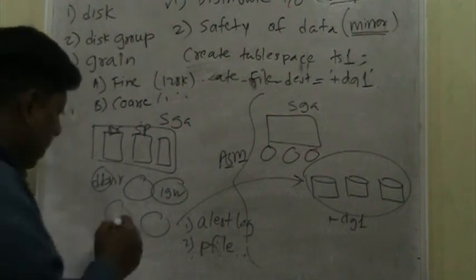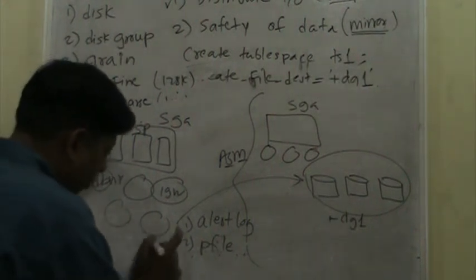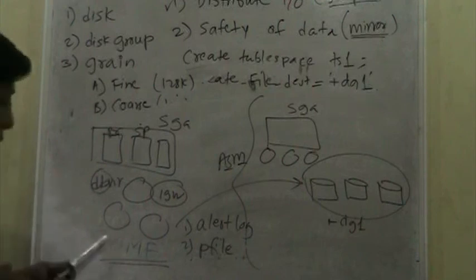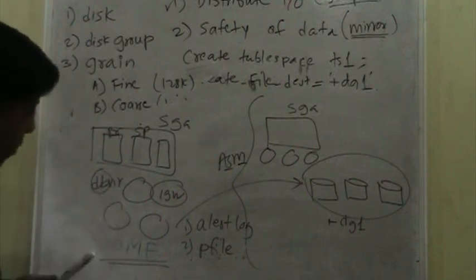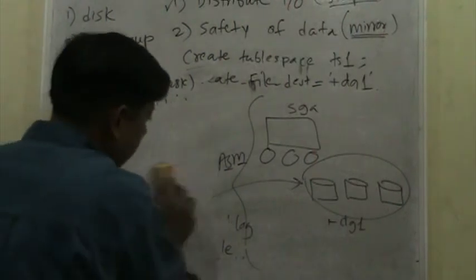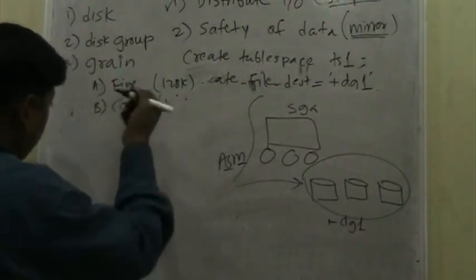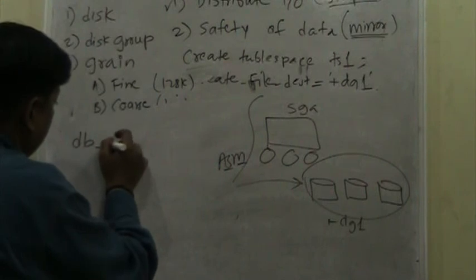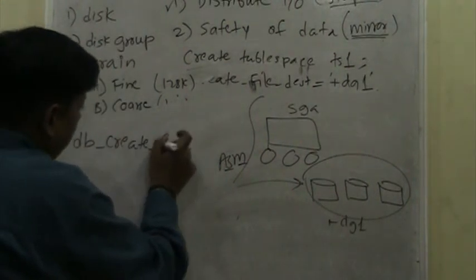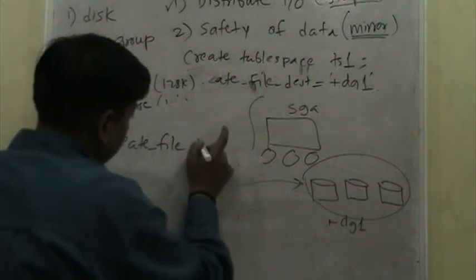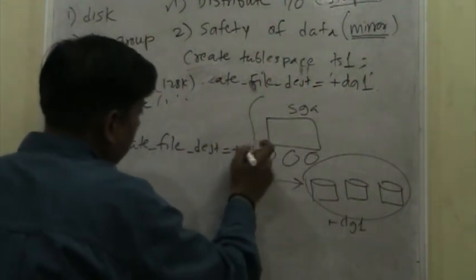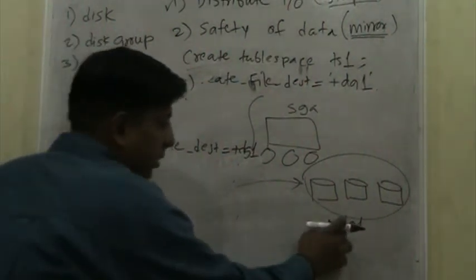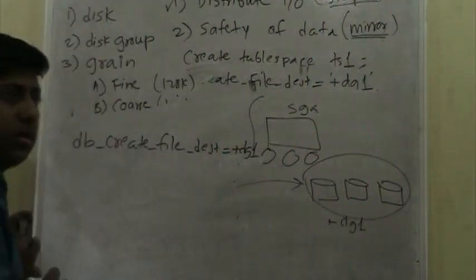And to do that, as I said, OMF has to be implemented on this side. Okay, and in that OMF, earlier we used to put what? We used to put the names of the directories. That parameter again, what is that parameter? DB_CREATE_FILE_DEST is equal to +DG1. So all the data files will go in this DG1. Okay, that is what it is.